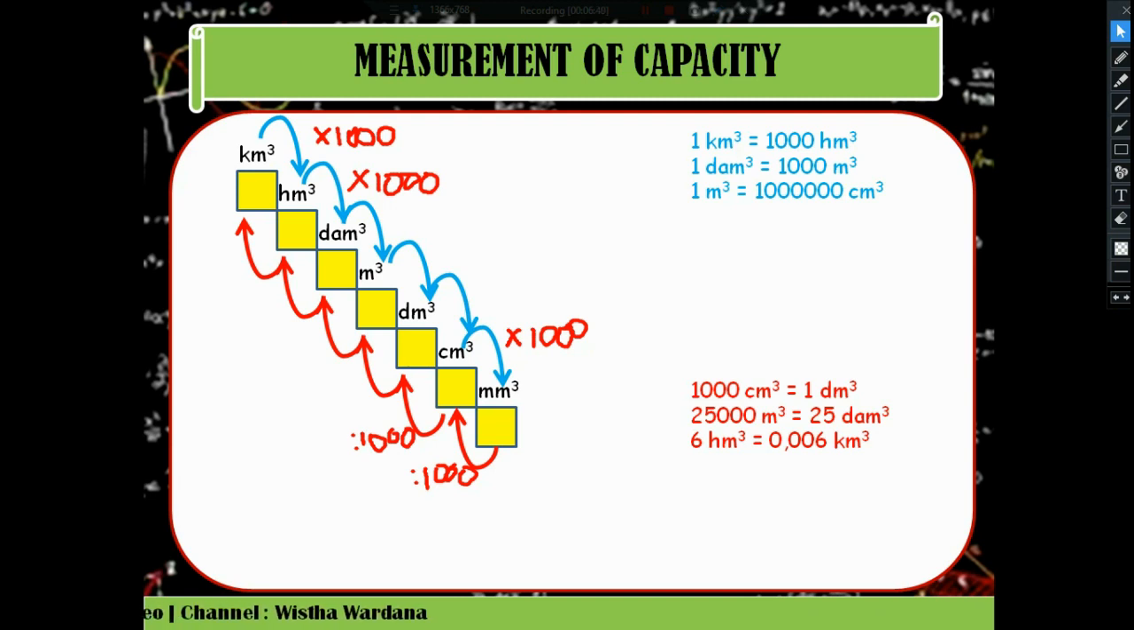And for the last example, if you have 6 cubic of hectometer and would like to change it into cubic of kilometer, you have to divide it by 1000. So you will get 0.006 cubic of kilometer.